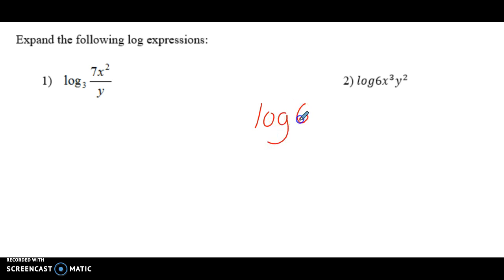Log of 6 plus 3 log of x plus 2 log of y. That is your answer. They're all multiplied, so they're all added. Exponents go to the front. That's it. That is the final answer.